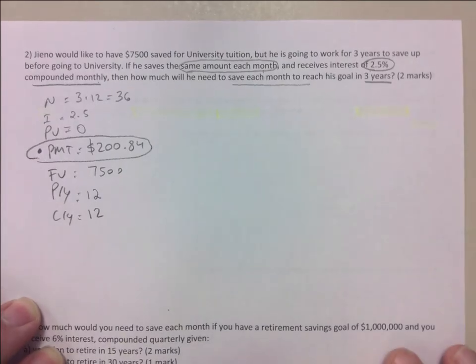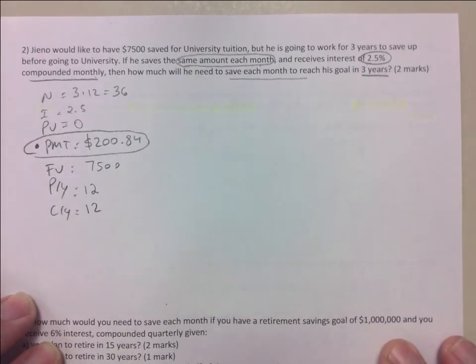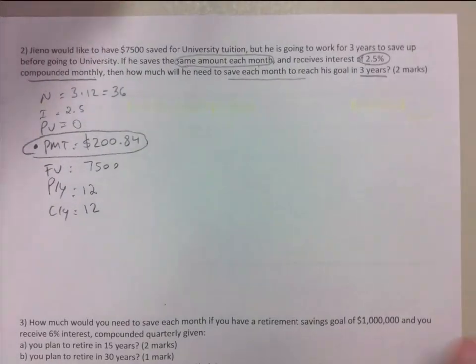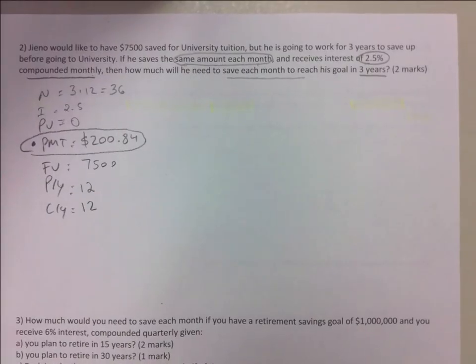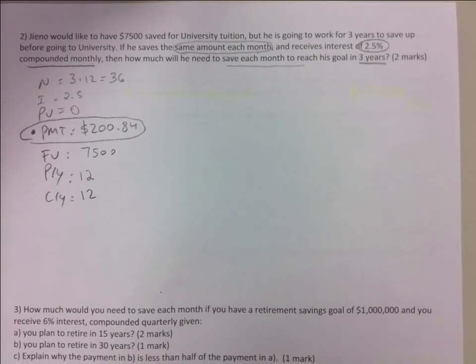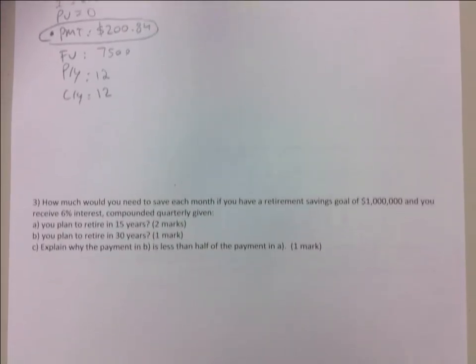That's it. You're done. 2 marks. You mark yourselves the way you think you should get, whatever you think you should get there. I told you how I mark this. So keep going.